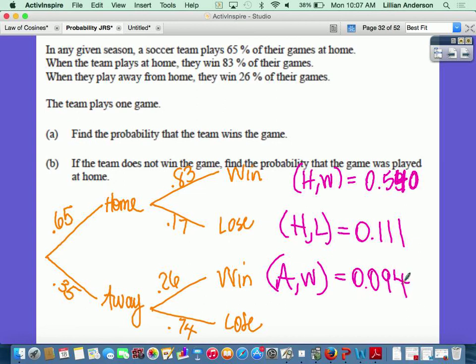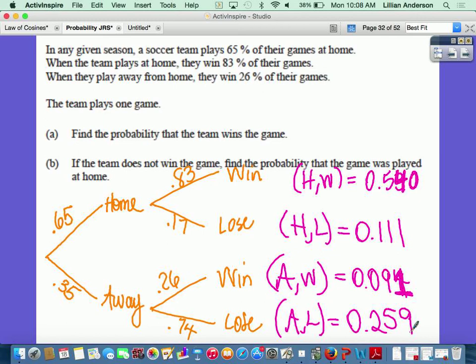Is this three significant figures? I got 0.091. And the last one, if they play away and then they lose, 5.9? Okay, that's what I got too.